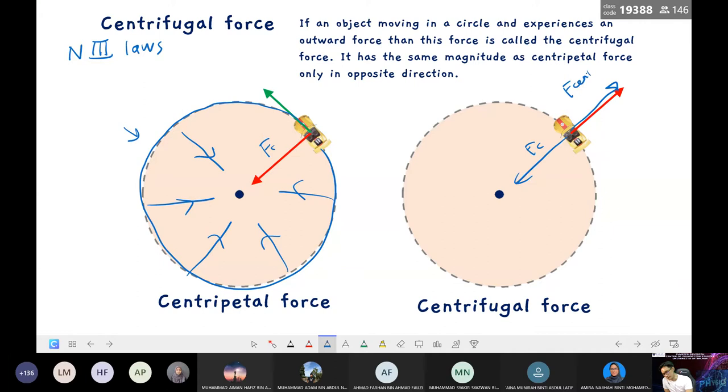Okay, I will not teach more about centrifugal because I just introduce you guys lah. Bila ada force yang terhasil, dia akan ada the opposite direction, action reaction. Jadi kalau kat sini, we have the centripetal force is equal to M tangential velocity to the power of 2, we divide by R. Jadi F centrifugal, the same magnitude, but only in opposite direction. Negative M V tangential power of 2 divide by R. Okay, you just faham this thing lah.